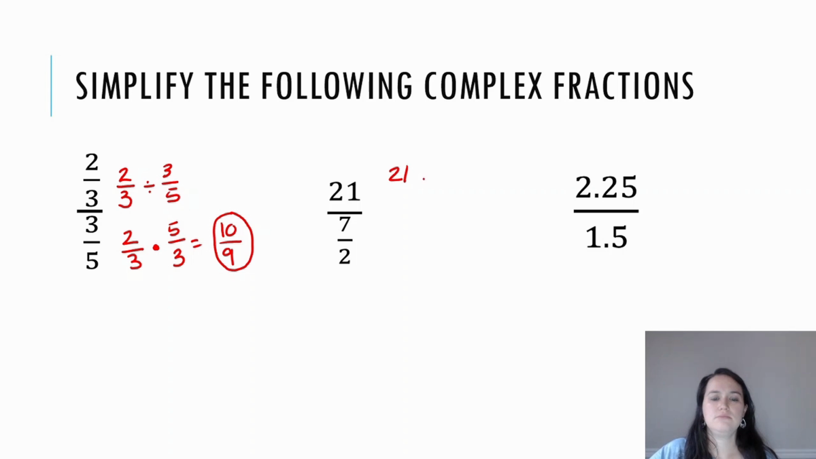All right, next one, 21 divided by 7/2. Keep the first one, change the sign, flip the second. You might want to write the 21/1 if you're going to do cross canceling. I will. The 7 and the 21 both have a 7 in common, so I can take the 7 out. 21 becomes 3 because 3 times 7 is 21. 7 becomes 1. So then I just get 3 times 2, which is just 6/1, which is just 6.